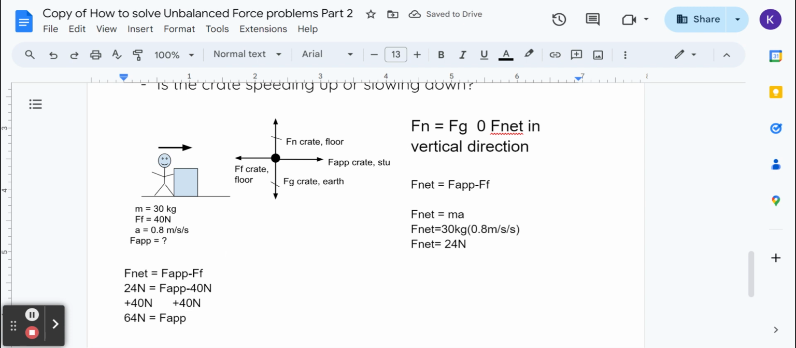And then once again, I double check my answer. This makes sense. The applied force has to be greater than the force of friction if overall it's going to be speeding up to the right. Okay. It says, was it speeding up or slowing down? This net force was to the right and the box is moving right. So the velocity is to the right. So this is a speeding up situation because net force and velocity are in the same direction.